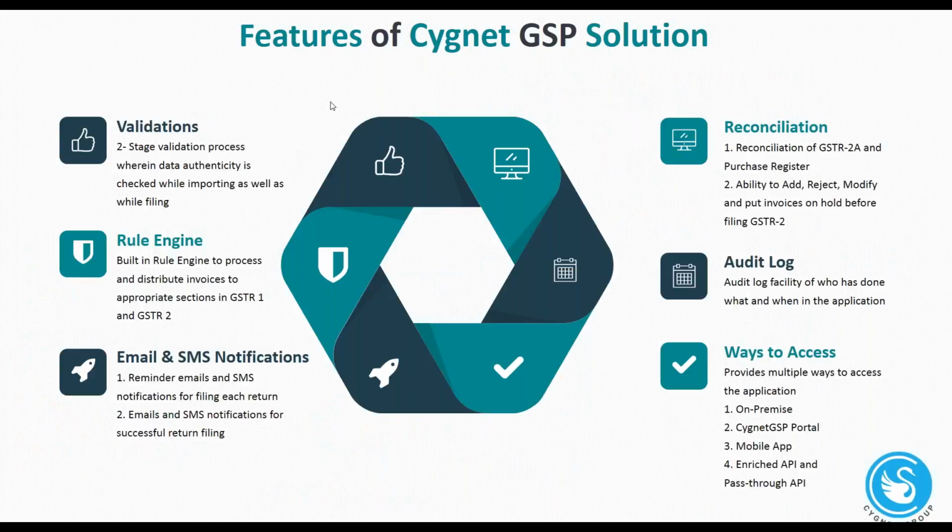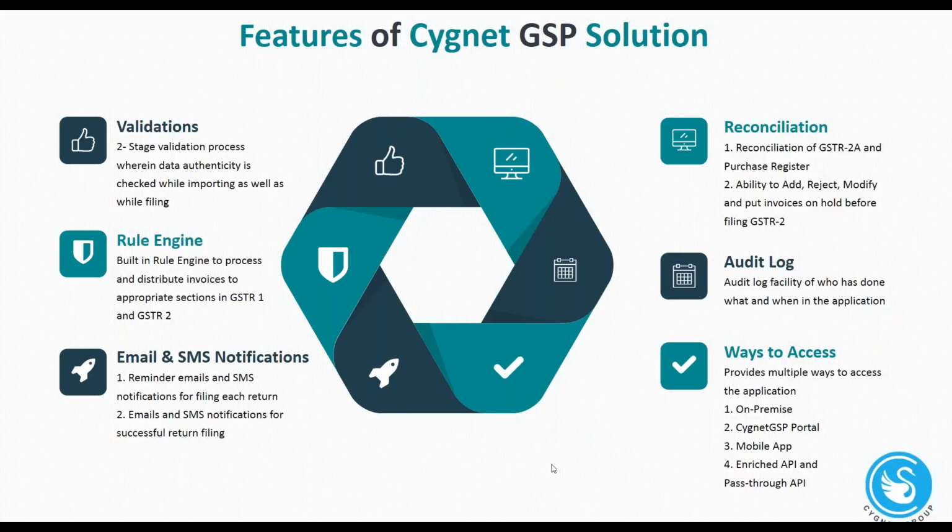Now, some of the features that the GSP solution has are validations, a two-stage validation process wherein your data will be authenticated along with your masters and what you are filing. A very advanced rule engine by which, with limited uploading of data, you can auto-populate the GSTR1 and GSTR2 formats. Email and SMS notifications, so that if you have a mismatch credit, you can send email and SMS notifications to the people from whom you have purchased the material, so they can rectify it or you can communicate to them.